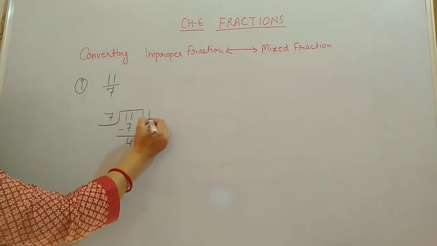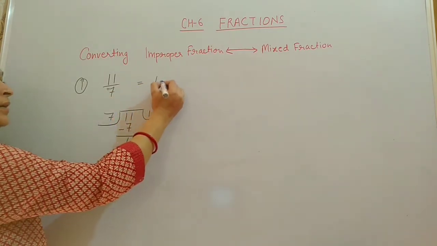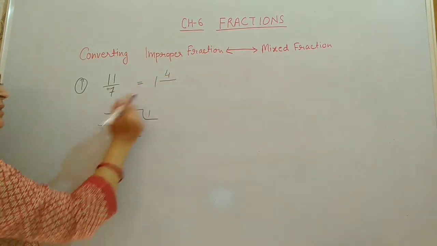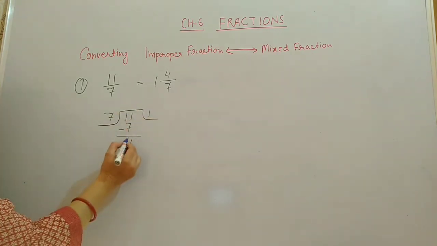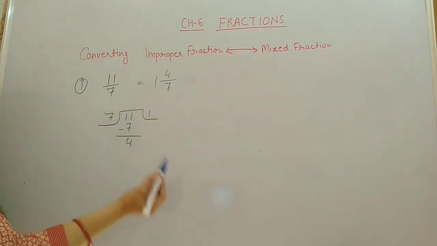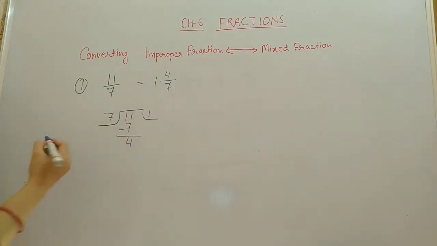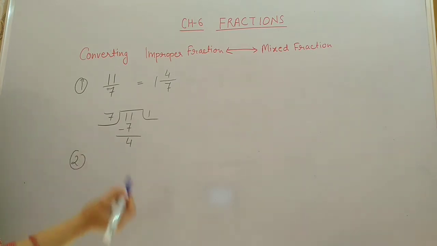After this the quotient will come here. So 1 whole number. The remainder you have to write up there, 4 by 7. Means 1 time it has divided totally. After that 4 is remaining, which is not dividing totally. So 4 by 7.